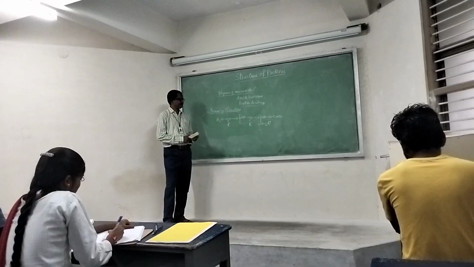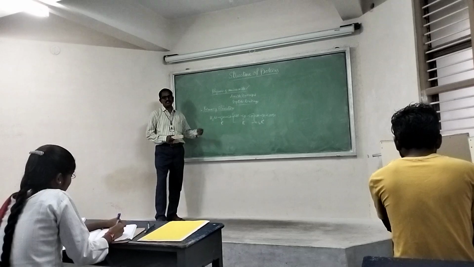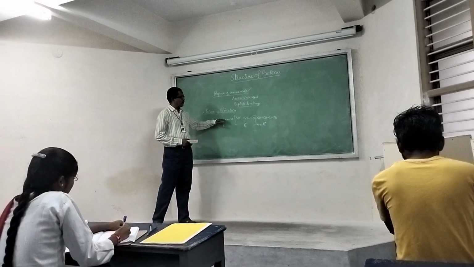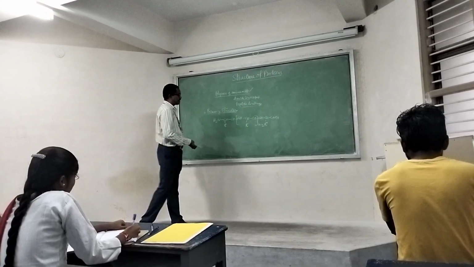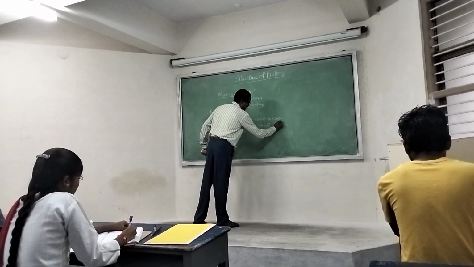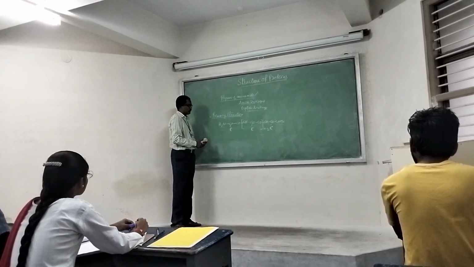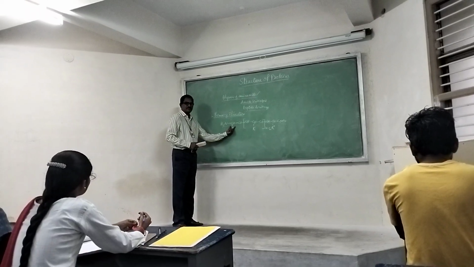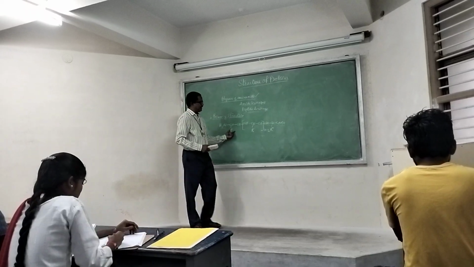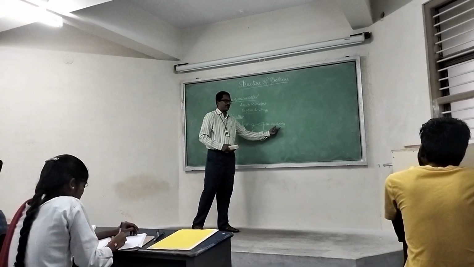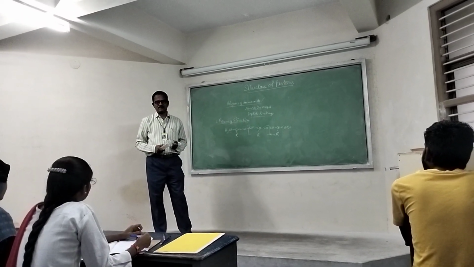Already I have given this general structural formula for polypeptides. See here, both ends of the peptide chain are not the same. On the right hand side, we have the free carboxylic group. On the left hand side, we have the free amino group. This left hand side amino acid is known as N-terminal amino acid, and the right hand side amino acid containing the free carboxylic group is known as C-terminal amino acid.